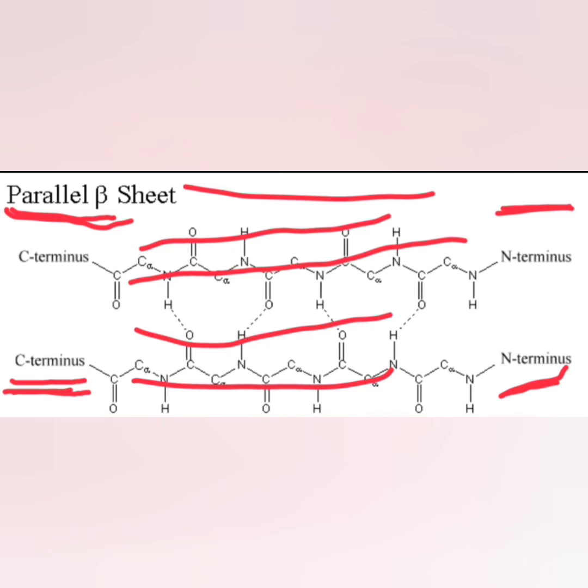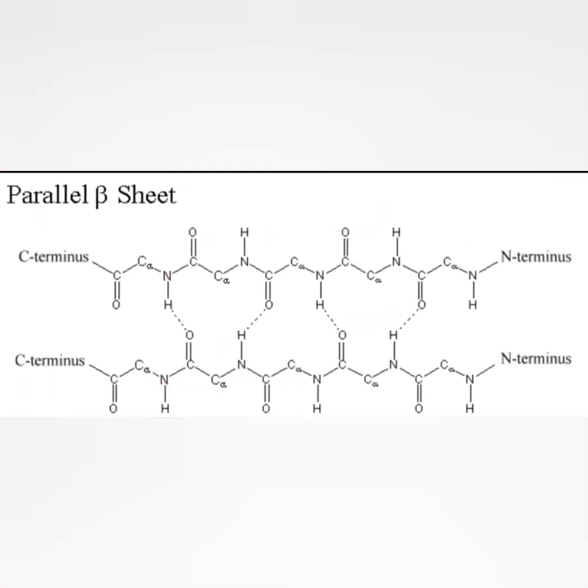And the best known beta sheet structure is beta keratin. And beta keratin, you know, where is it found? It is found in hair, and also it is found in silk.